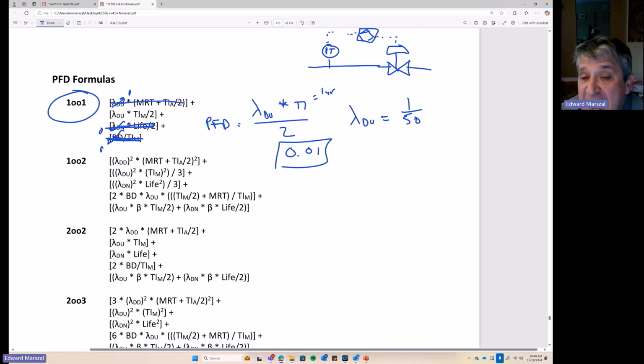Okay, let's say we needed to achieve SIL 2. Now, granted, when you see SIL 2, you're probably thinking I need more devices, which you probably would need to get to SIL 2, but let's just look at this one device for a second. This lambda DU was random hardware failures.